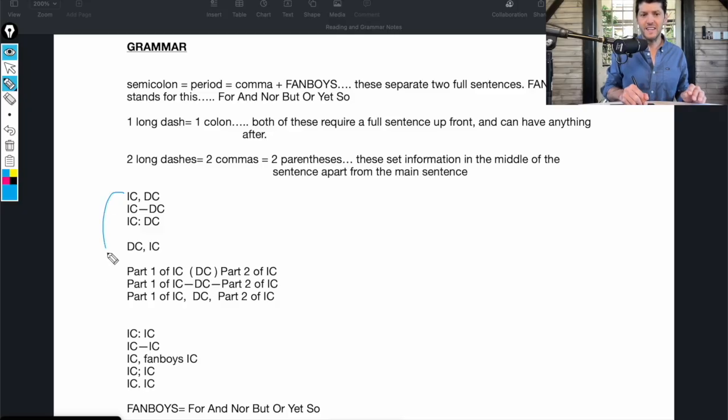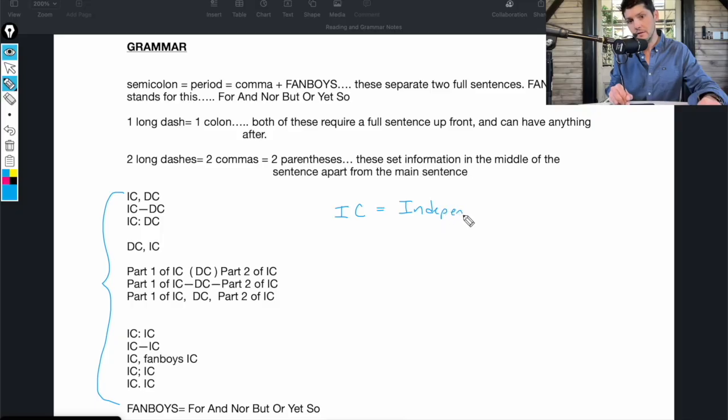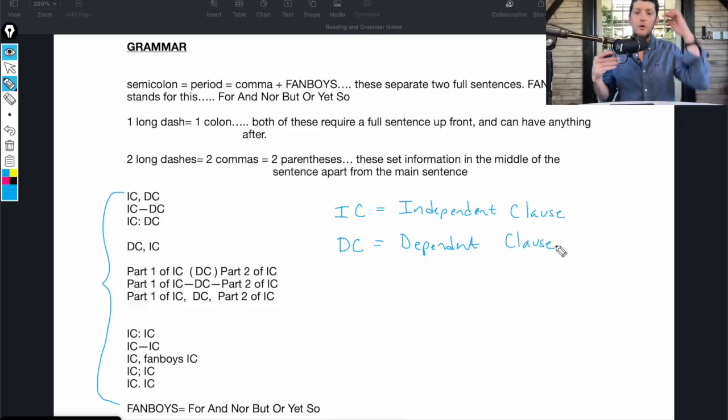Okay, now what we have below is exactly the same information as I've already given you, but laid out in a slightly different way. Here, IC means independent clause. IC equals independent clause. Okay, and what that means is something that can be a full sentence in and of itself. DC is going to mean dependent clause. And all that I mean by that is something that could not be a full sentence in and of itself. Okay, so an IC is a full sentence or an independent clause. A DC is a dependent clause, something that could not be a full sentence.